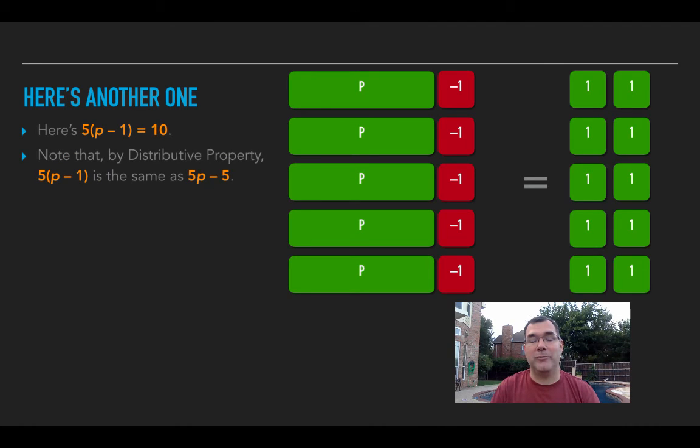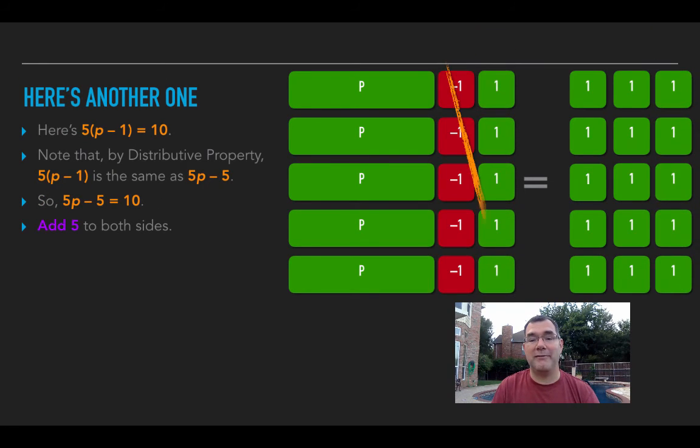So by the distributive property, you can see that if I do 5 times p minus 1, I've got 5 p's and 5 negative 1s, so that is 5p minus 5, actually. Okay, so that's how I'm going to rewrite the equation. It's still worth the same thing. The distributive property would have gotten you there too.